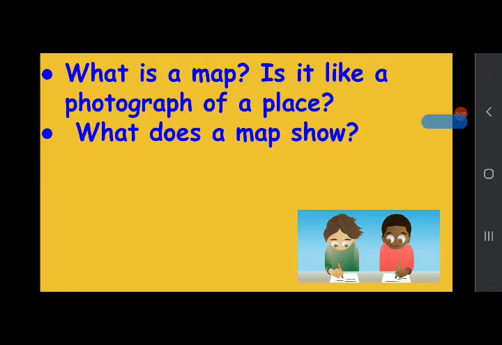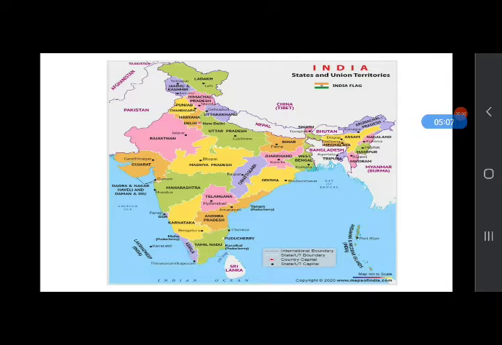Now answer, what is a map? Is it like a photograph of a place? And what does a map show? So a map is a special drawing that shows details of any place or location on earth. A map can show details of any place, but a globe cannot. It is not like a photograph. Maps have special symbols that make it easier to find a place.